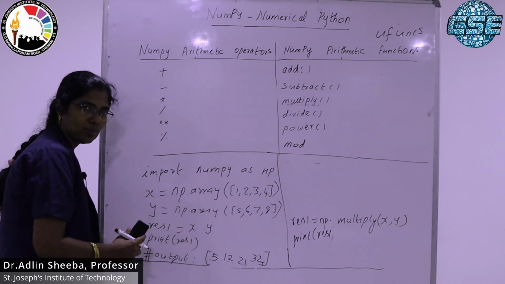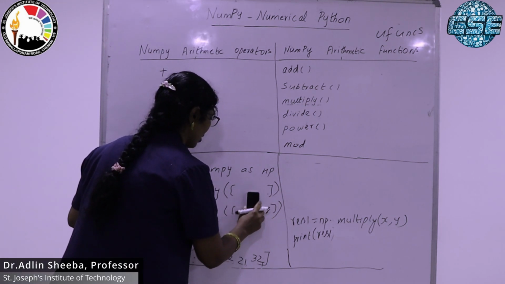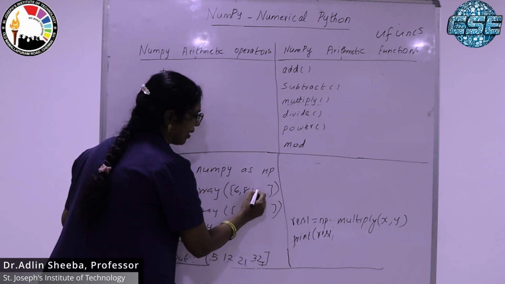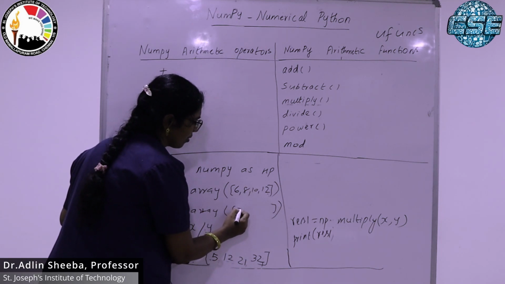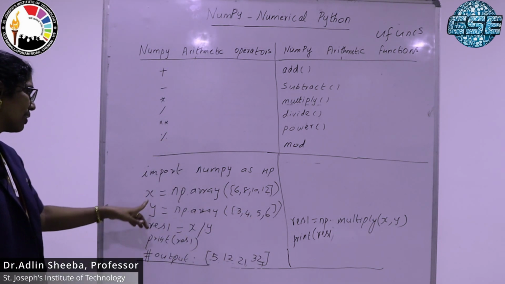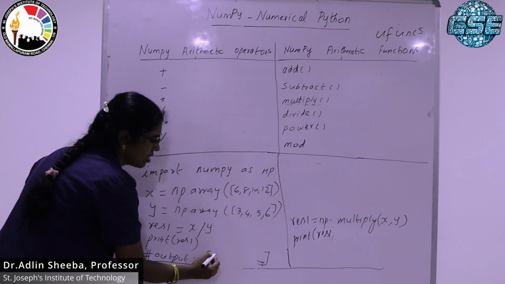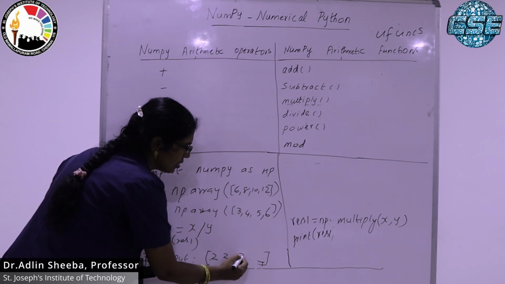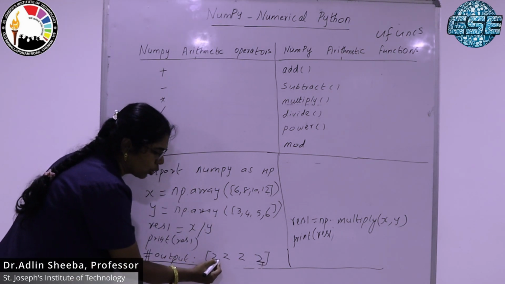Here we are using the division symbol. Let us consider some other example. Okay. So the first array I am having is 6, 8, 10, 12. The second array we are having is 3, 4, 5, 6. Now let us divide x by y. So the output will be 6 by 3 is 2, 8 by 4 is 2, 10 by 5 is 2, and 12 by 6 is 2. Okay. So actually in output you will be having 2 point.